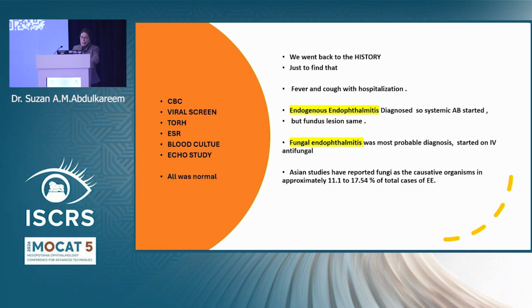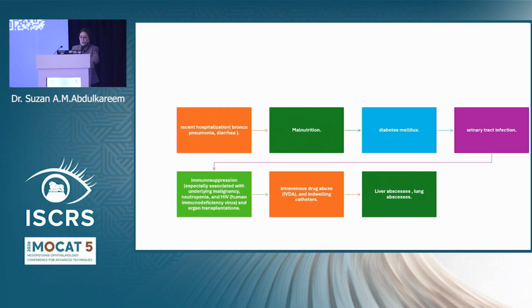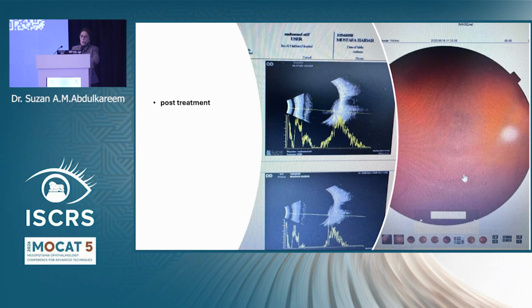So we sent him again to the pediatrician and asked him to start antifungal, because there is a report saying that the possibility of endogenous endophthalmitis caused by fungal infection is from 11 to 17%. So he started him on amphotericin intravenously, and it was a very good result. This is 1 week after starting intravenous amphotericin. There is a tremendous response. The haziness went out, and the size of the mass decreased.